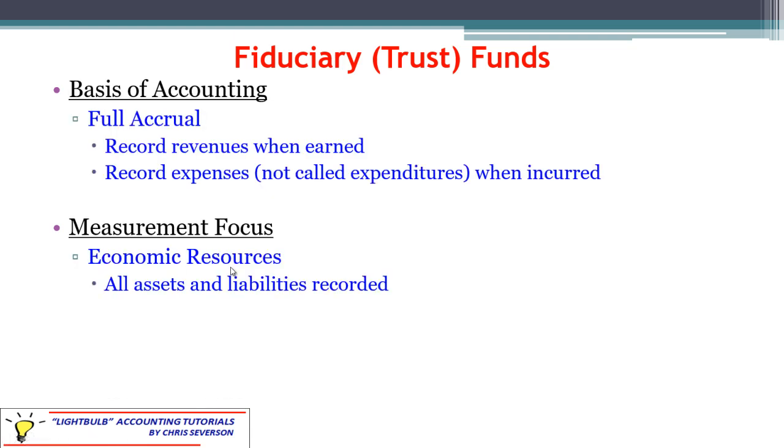But before we do that, let's talk again about the basis of accounting. Here we're back to full accrual again. And just like before, we record revenues when earned. We record expenses when incurred. Measurement focus, we're right back to economic resources, all assets and all liabilities.